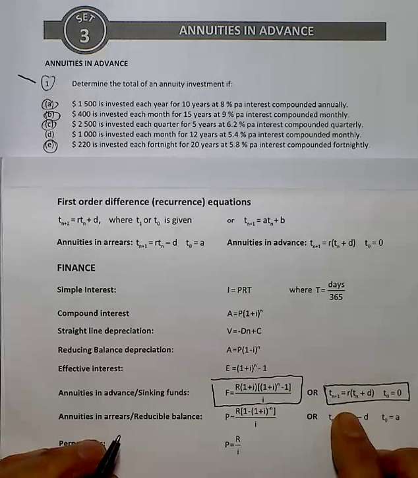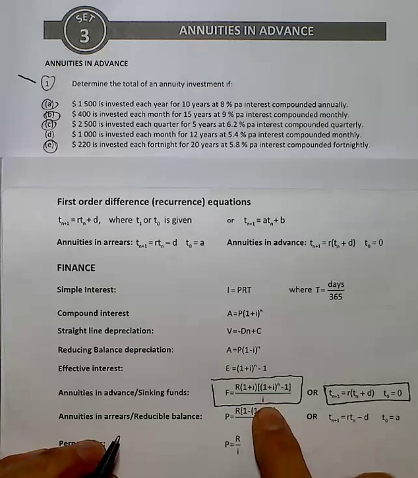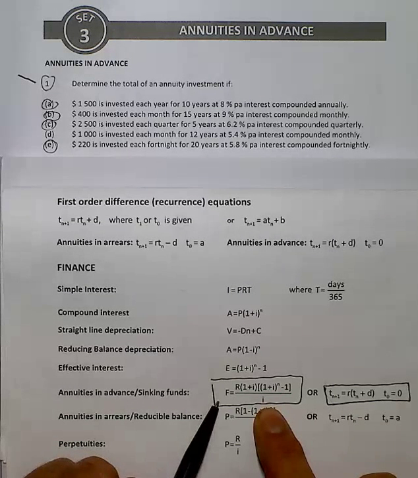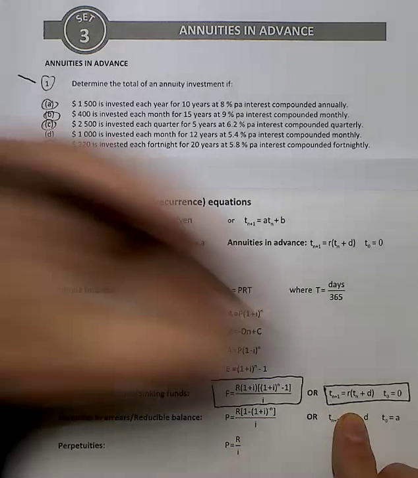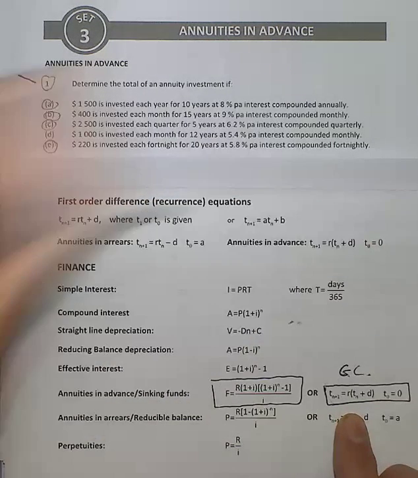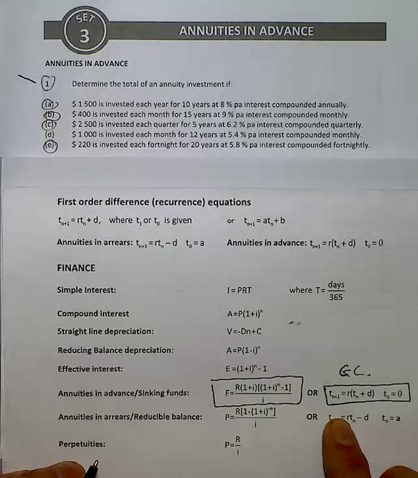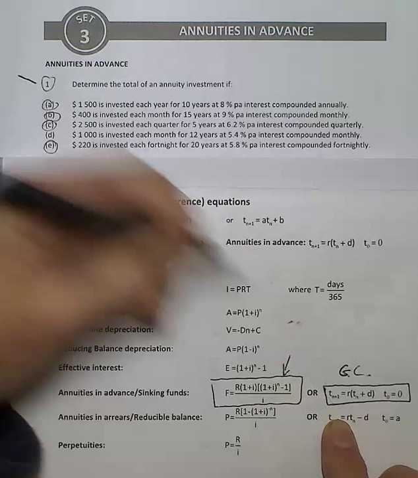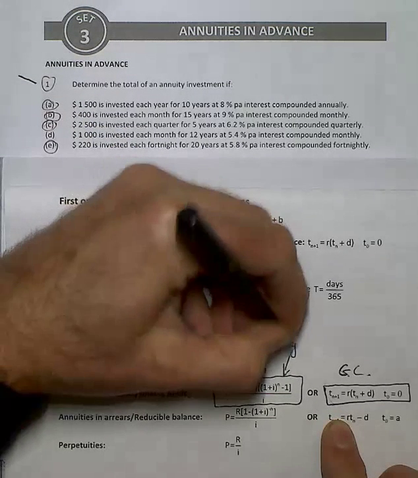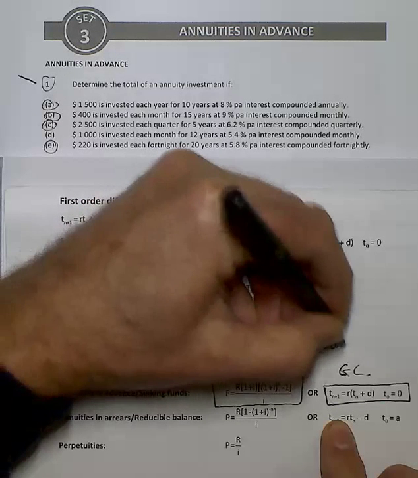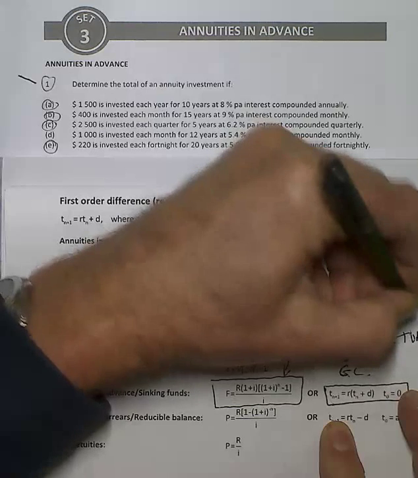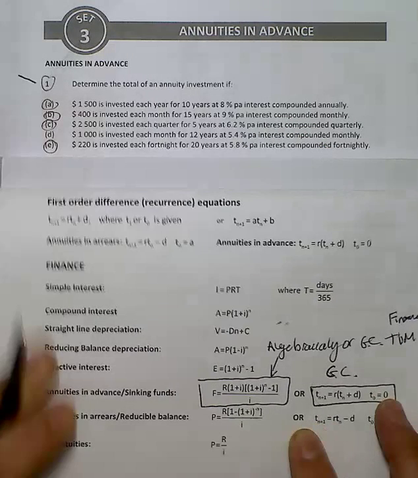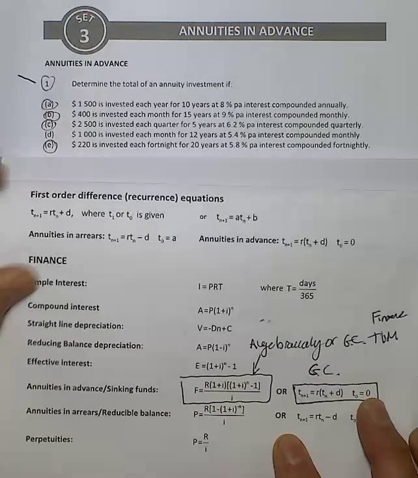Now, in this particular unit, I'll mainly be demonstrating how to use the F formula, and from time to time, I'll do a quick demonstration of how to use the recurrence formula. This recurrence formula can only really be done on your graphics calculator. This is replicated either algebraically or on your GC, the TVM, or the finance facility. Let's get stuck into this now.